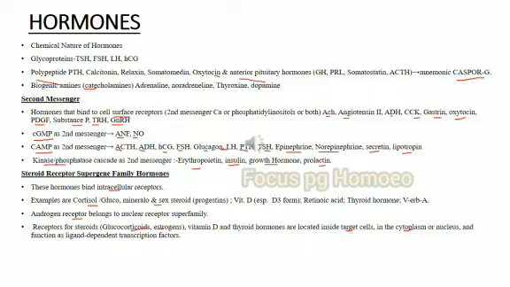Next topic is steroid receptor family hormones. They bind to intracellular receptors. Examples are cortisol, mineralocorticoids or sex steroids, vitamin D, retinoic acid, thyroid hormone, and VDRA. These are basically androgen receptors that belong to the nuclear receptor superfamily. Receptors for steroids like glucocorticoid and estrogen, vitamin D, and thyroid hormones are located inside target cells in the cytoplasm or nucleus and function as ligand dependent transcription factors.